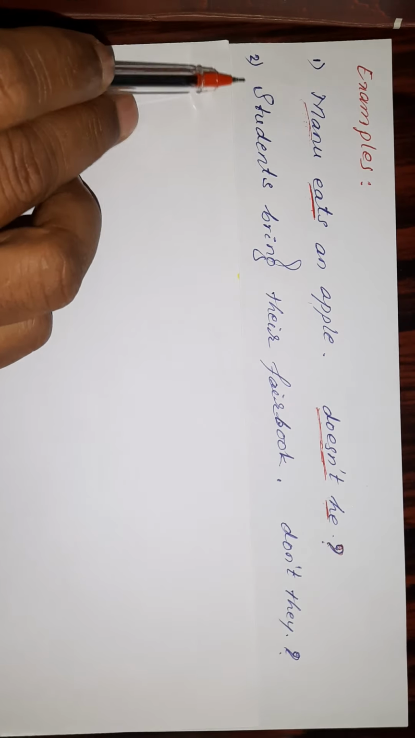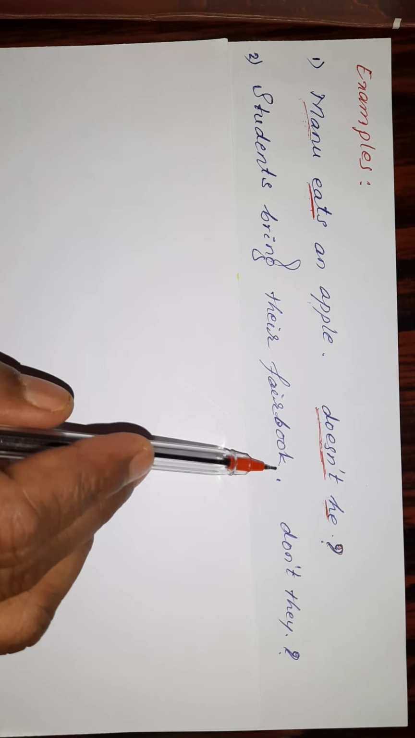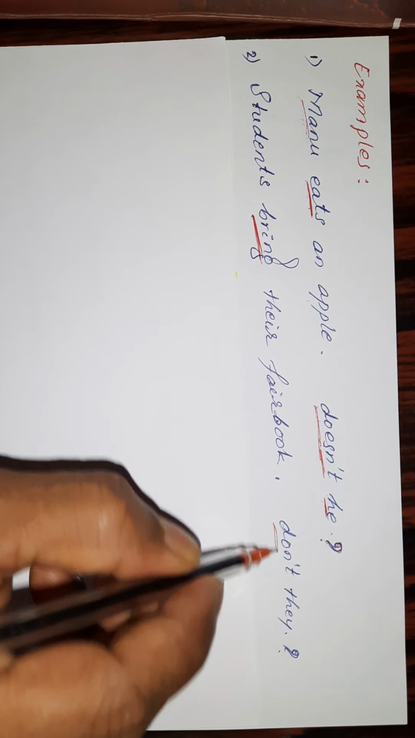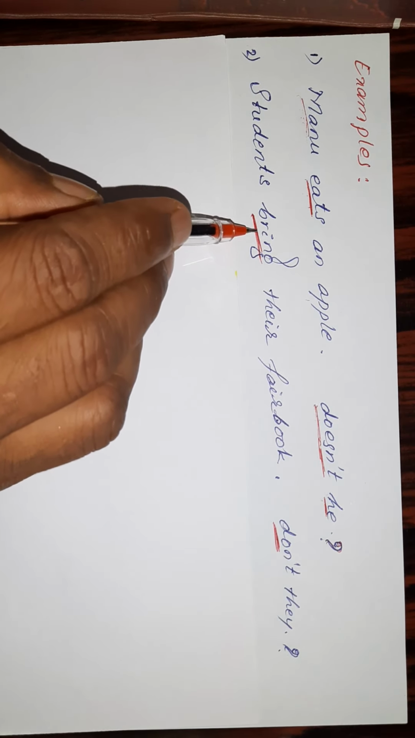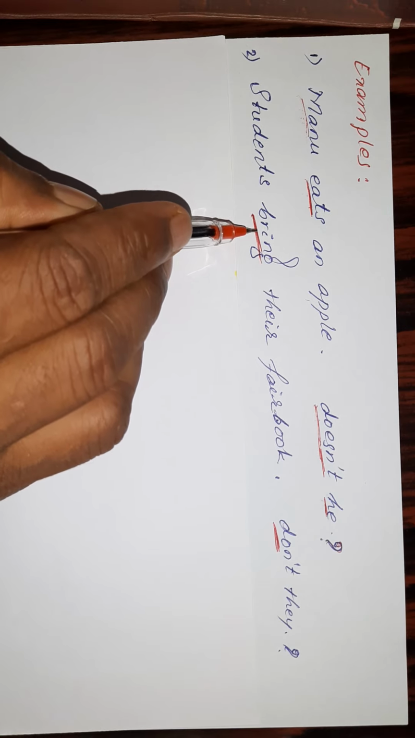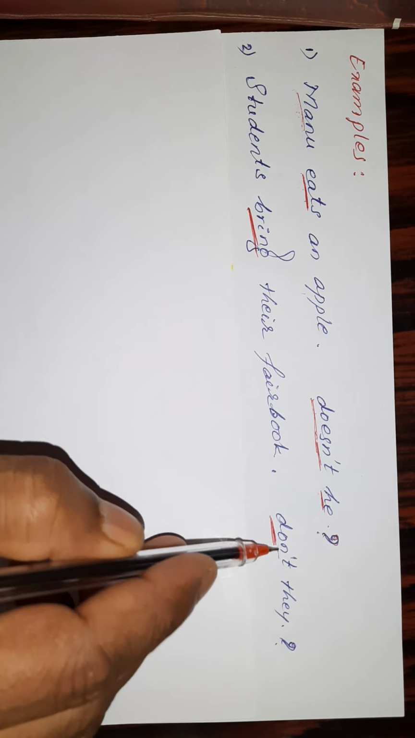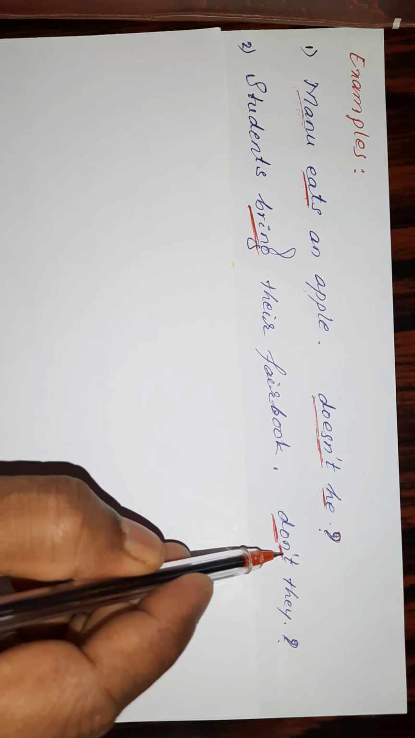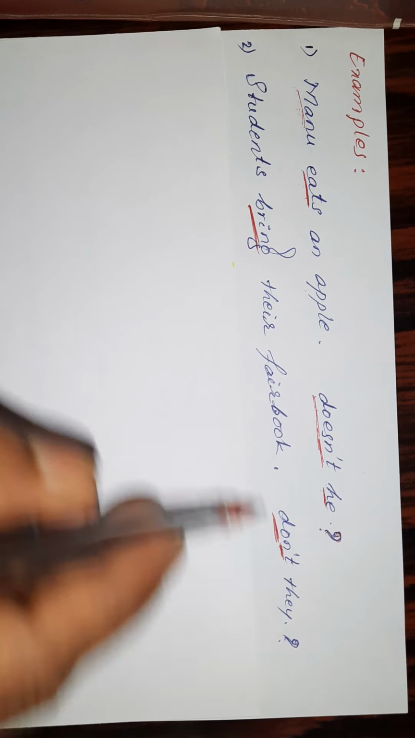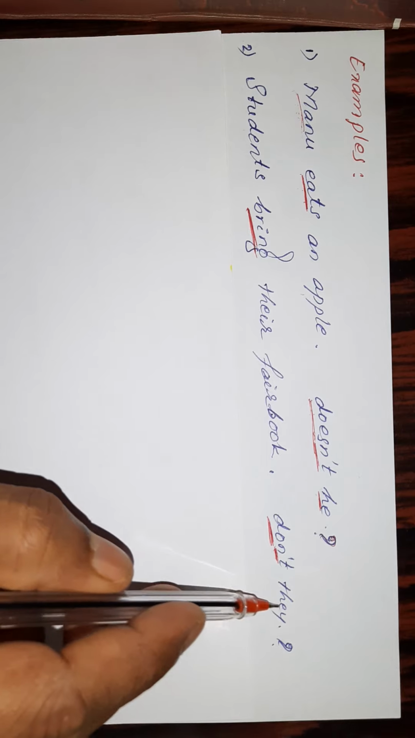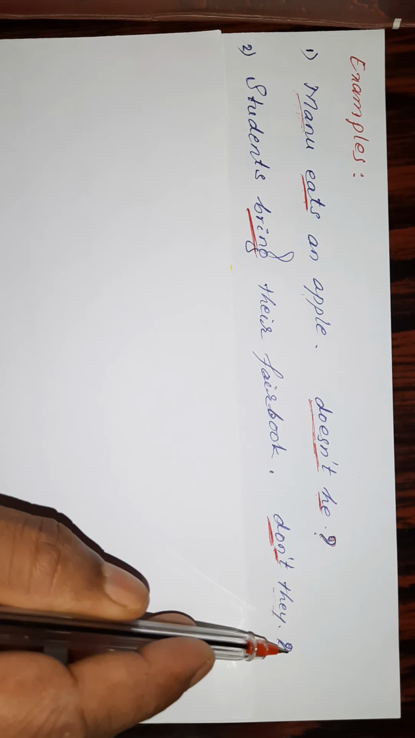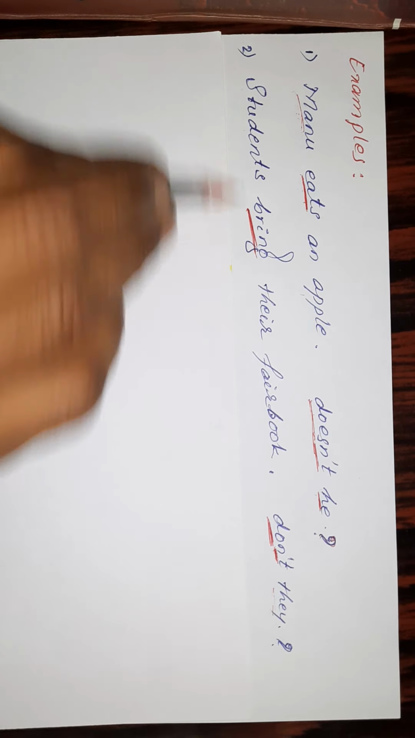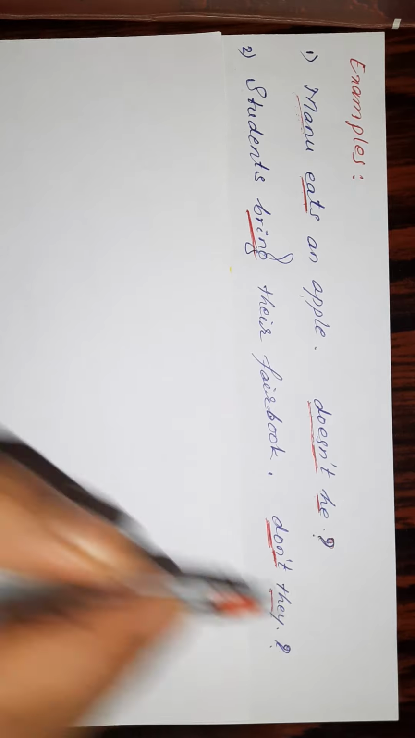Let's see the second example. Students bring their fair book. So it is also in present tense. Bring takes the do form of auxiliary, and if the statement is positive, we have to make the tag negative. So bring is a positive statement, so we used here n't, meaning not, negative sense. Students are in plural form, so we have used they, and finally we have to use a question mark. So the tag of this statement becomes don't they.